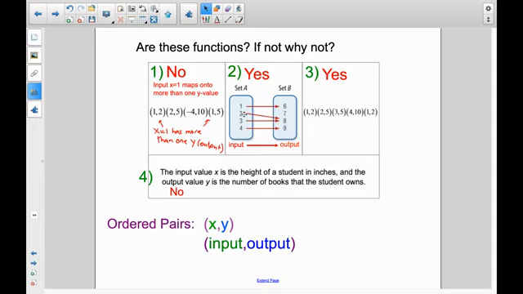Now, two of our inputs, inputs 2 and 3, both map onto the output 8. That's okay. This is just telling us it's not a one-to-one function. But each input only goes to one output.